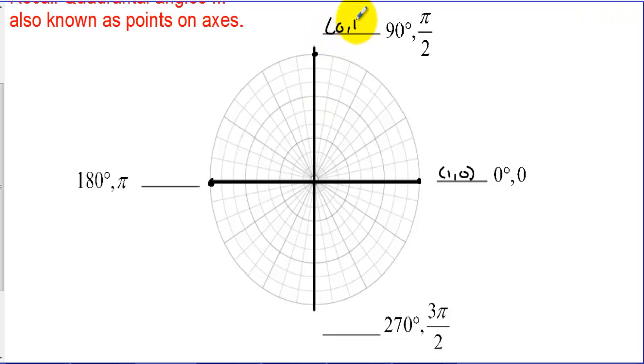So (0, 1), and then at 180 degrees or pi, we have (-1, 0). And then at 270 degrees or 3 pi over 2, we have (0, -1). We're going to come back to this slide.